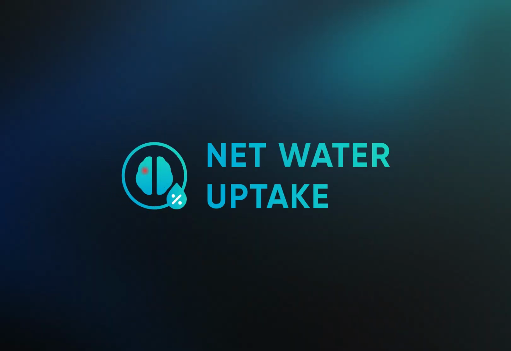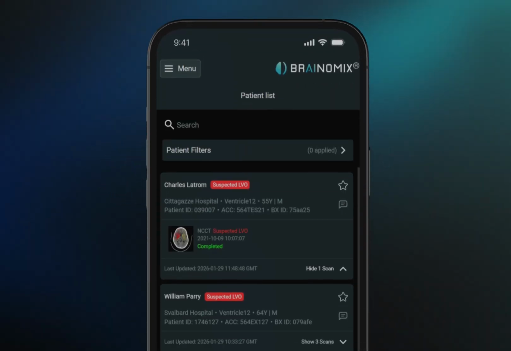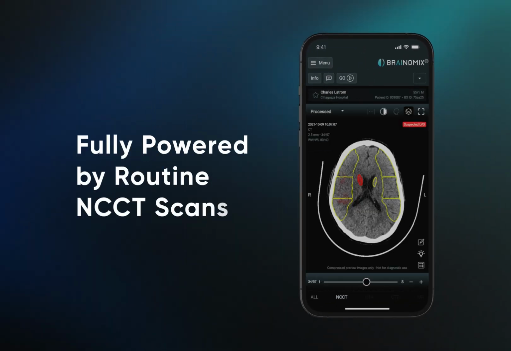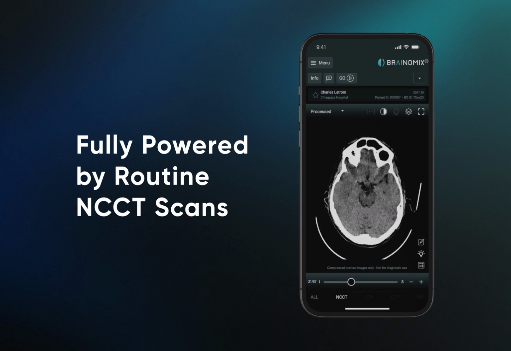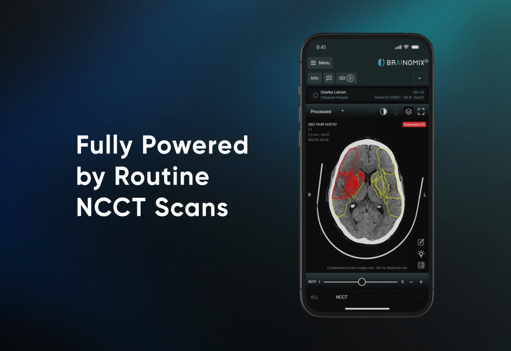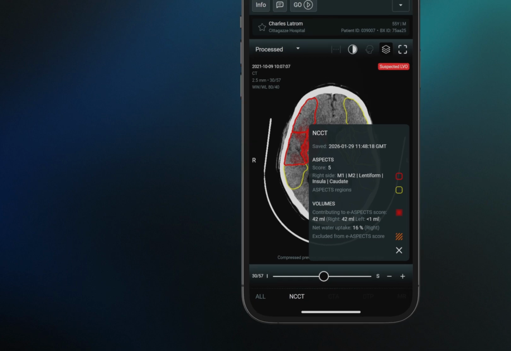The net water uptake is a measure that you can extract from a stroke CT head scan. It's a non-contrast CT image, and it's a measure of how dark the stroke lesion is. The way we calculate it is we measure the ischemic core on the non-contrast CT using the e-aspects module. We then compare how dark that bit of the brain is compared to the same region on the contralateral hemisphere.